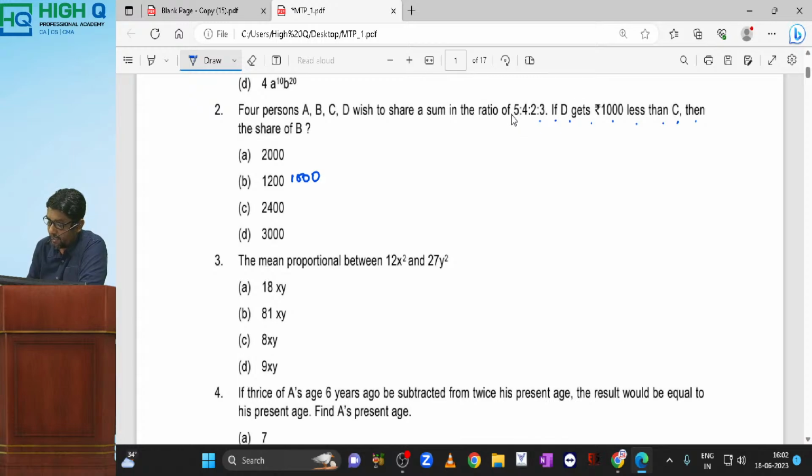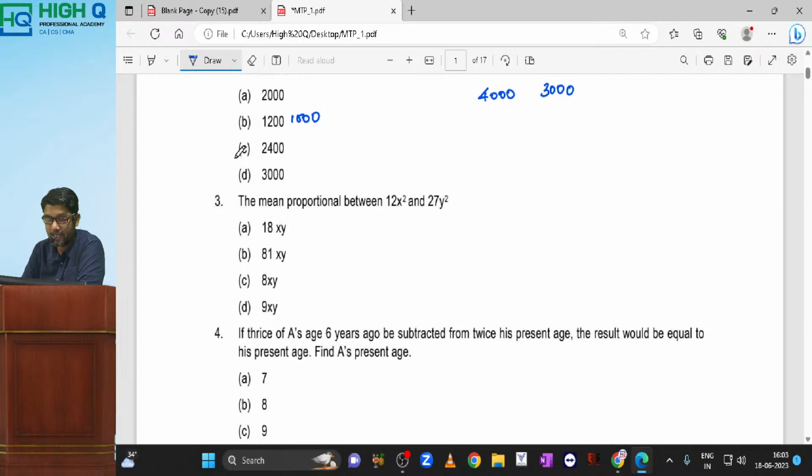See, 4 persons A, B, C, D wish to share a sum in the ratio 5:4:2:3. If D gets 1000 rupees less than C, for example, if D gets 3000 and C gets 4000, this must be the ratio. If D gets 1000 rupees less than C, I don't think the ratio will be possible. There is a small mistake here. This question was asked in the last exam also. You can check what exactly the mistake is.